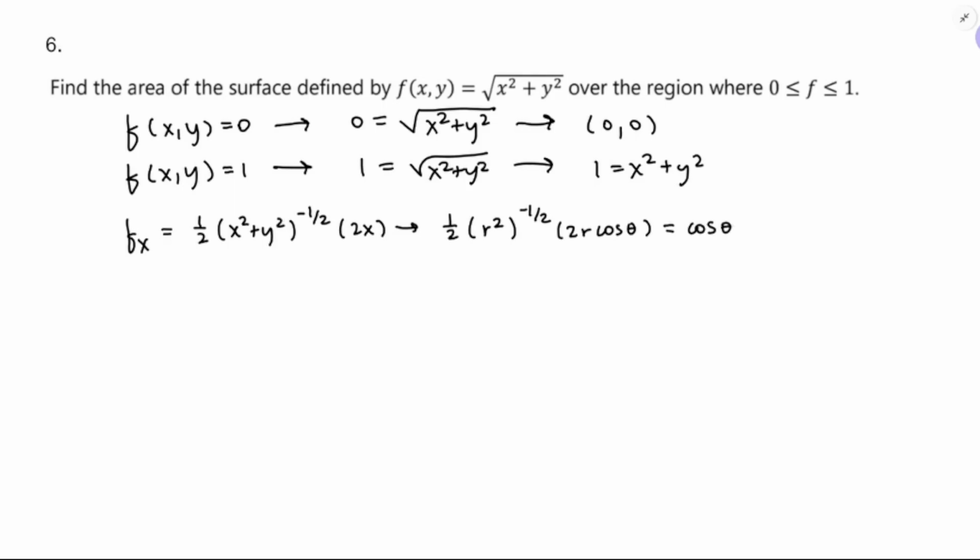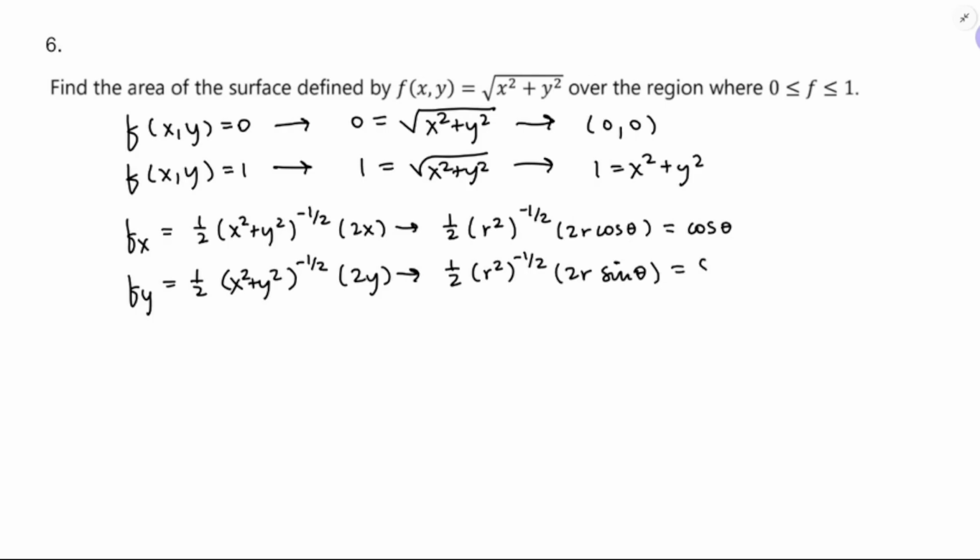That's really nice. So I'm going to just have a cosine theta. Oh, wonderful. Okay, fy equals 1/2 of that thing to the negative 1/2 times 2y for the chain rule. Okay, so that's going to give me 1/2 of r squared to the negative 1/2, which is r to the negative 1, times 2r, which will just give me 1 now, times sine theta. That's just going to be sine theta. Okay, and now I've got fx and fy, and if I square them and add them together, I'm going to get 1.